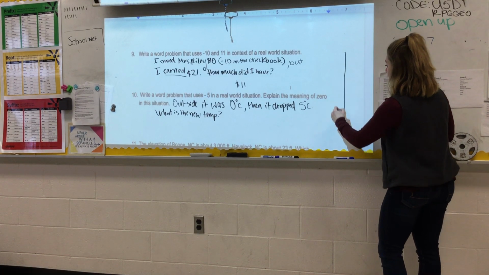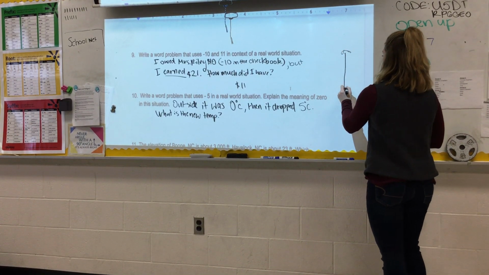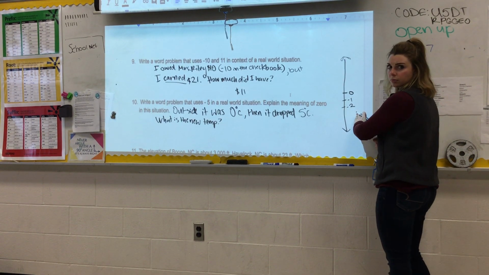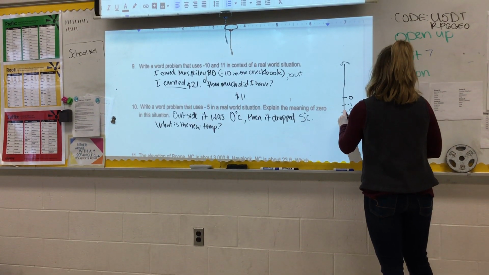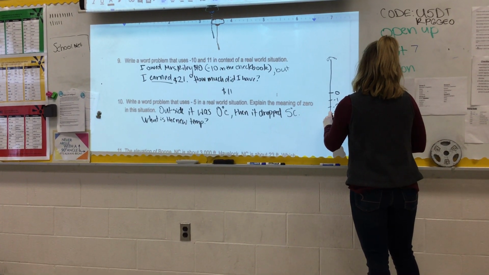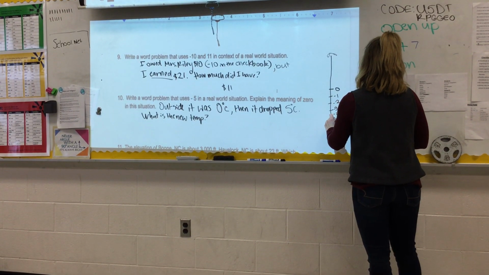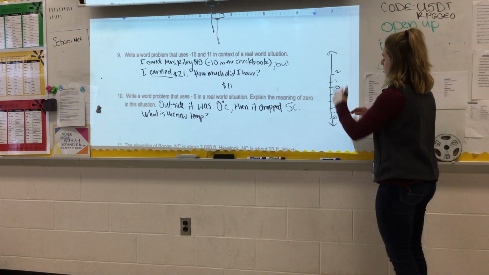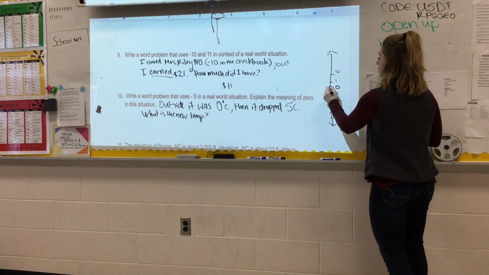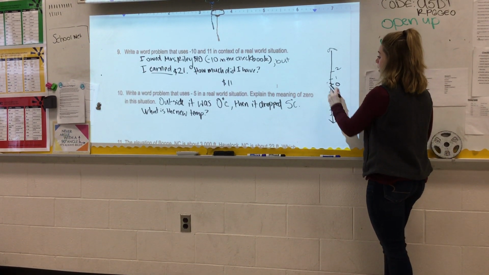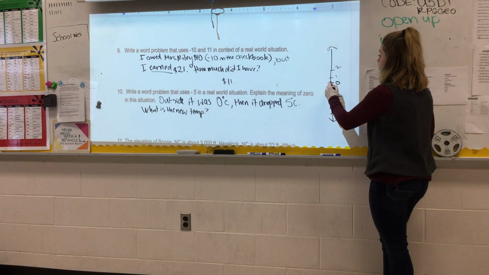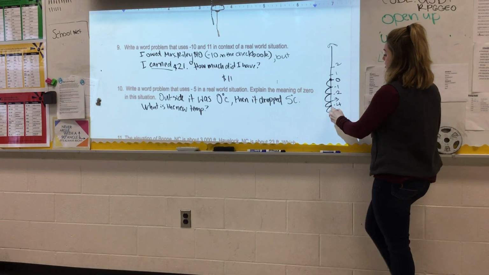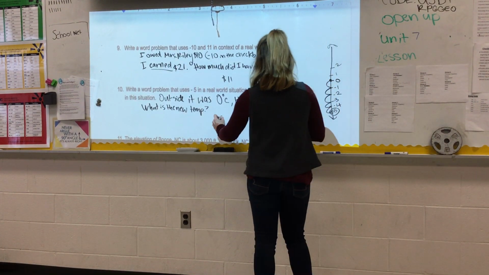So if we draw a number line, and we have 0, -1. Is this in the frame? Yes. -3, -4, -5. We can see, and then 1, 2, and so on. If we start at 0 degrees, and then we drop absolute value of 5. So we drop 5 spaces, which is 1, 2, 3, 4, 5. You can see that we land at -5 degrees.